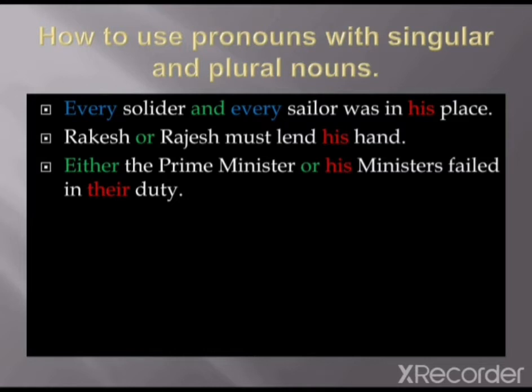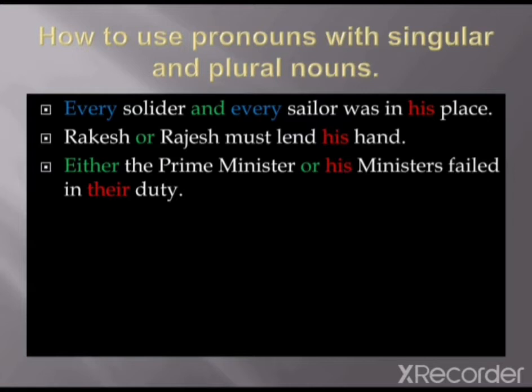When two or more singular nouns are joined by or, either or neither nor, the pronoun is generally singular, as in the second sentence: Rakesh or Rajesh must lend his hand. Rakesh or Rajesh means either Rakesh or Rajesh, in other words, one of them. So in this case, the singular pronoun his is used.